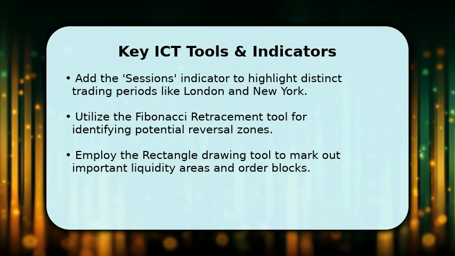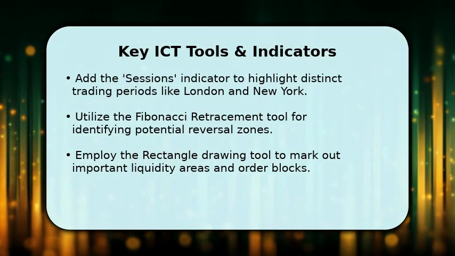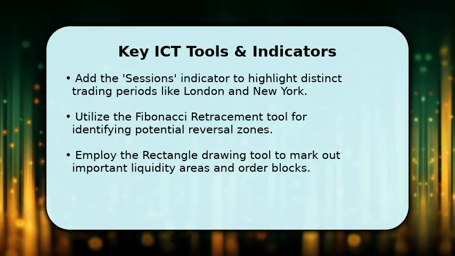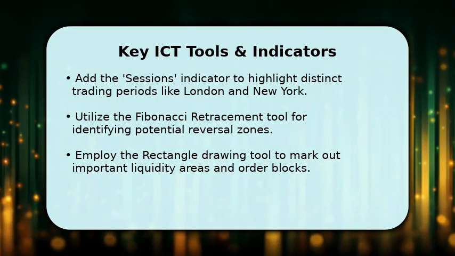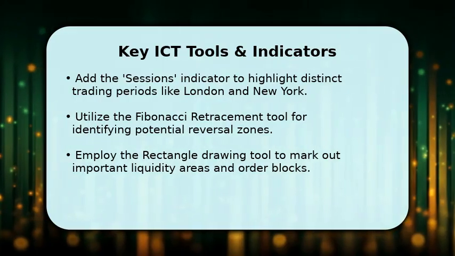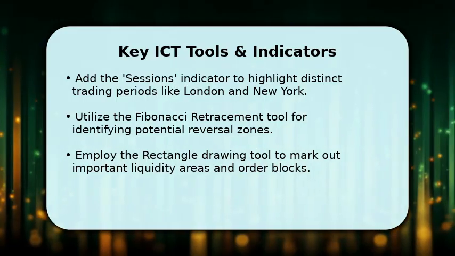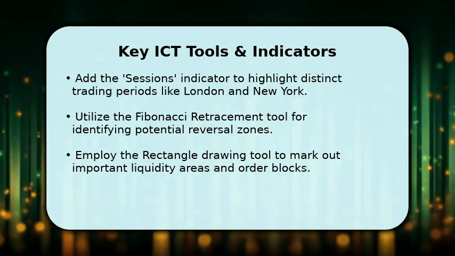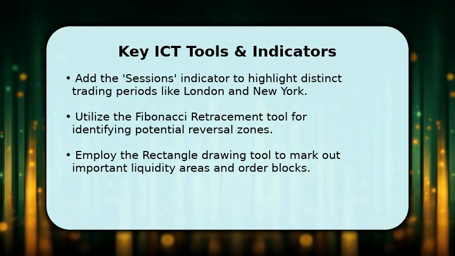Next, let's add some essential tools. Search for and add a sessions indicator to clearly delineate the Asian, London, and New York trading hours. This helps in understanding market behavior during specific times. Also, become familiar with the Fibonacci retracement tool, which is vital for measuring price swings and predicting potential turning points. The rectangle drawing tool is perfect for highlighting areas of interest, such as order blocks or liquidity pools.